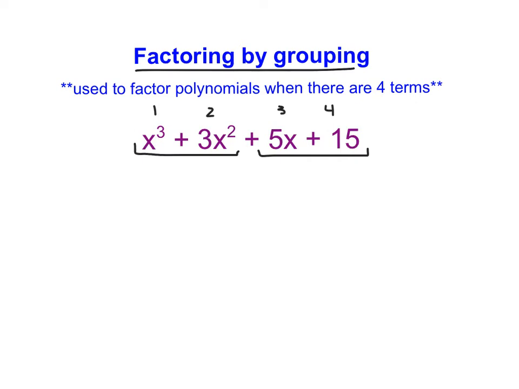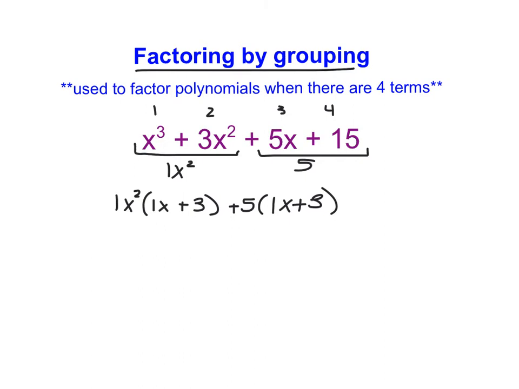So here, if we look at x cubed and 3x squared, all I notice is that we can factor out a 1 and we can factor out an x squared because that's all that they have in common. So here I factor out a 1 and an x squared, and I end up with 1x on the inside plus 3. And then my goal here with this next part is to get the same parenthesis piece. And I notice that if I factor out a 5, I get the same parenthesis piece.